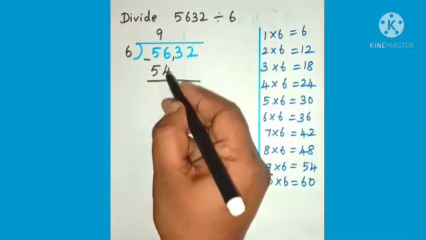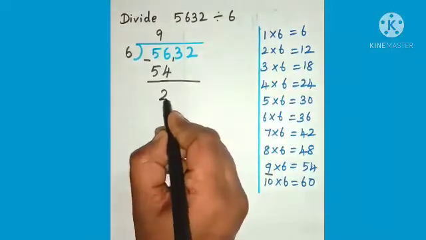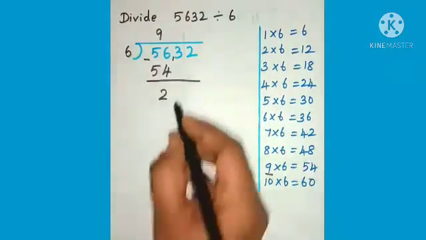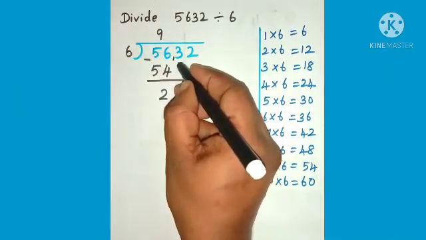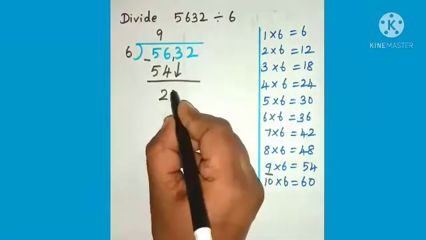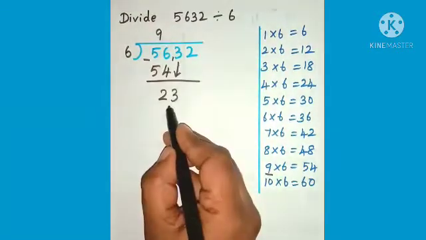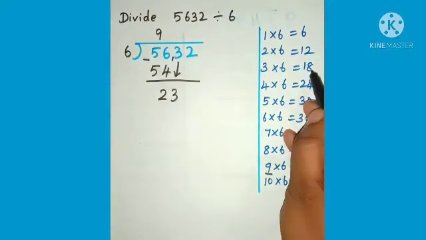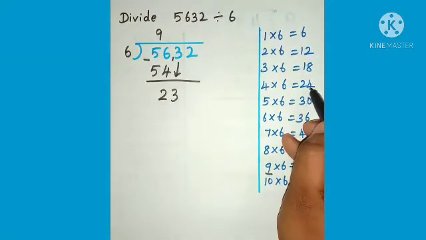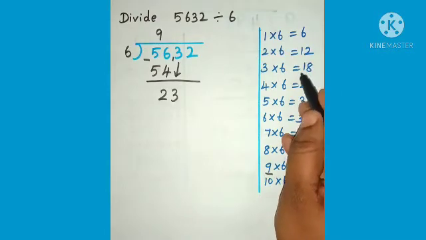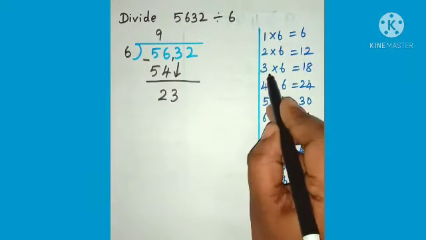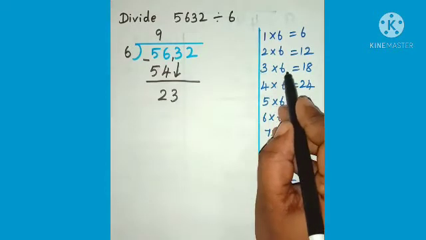Take the difference. 56 minus 54 is 2. 6 minus 4 is 2. 5 minus 5 is 0. And as our next step, bring 3 down. And again see the table where 24 lies between 18 and 24. We can take the smaller value 18, and here 18 comes from 3 into 6.